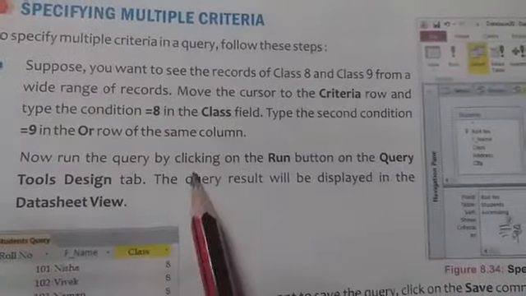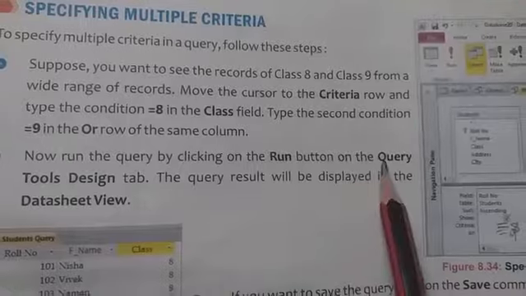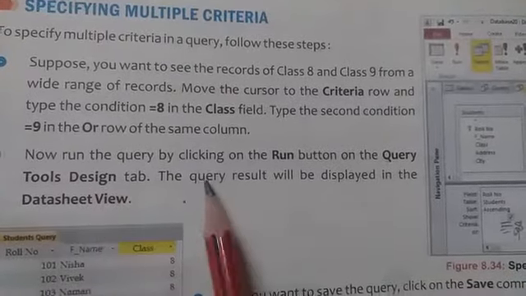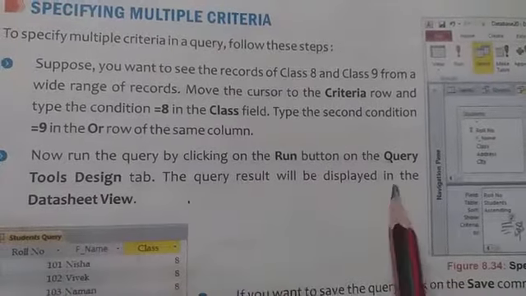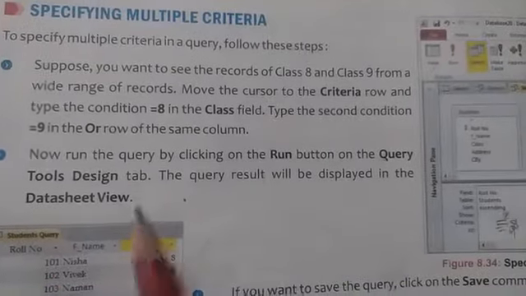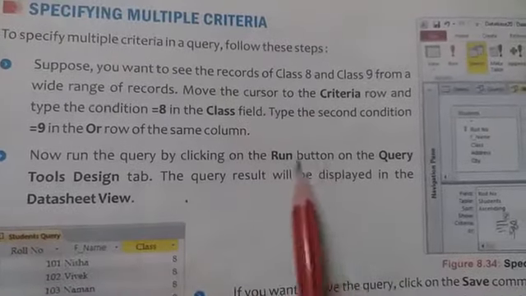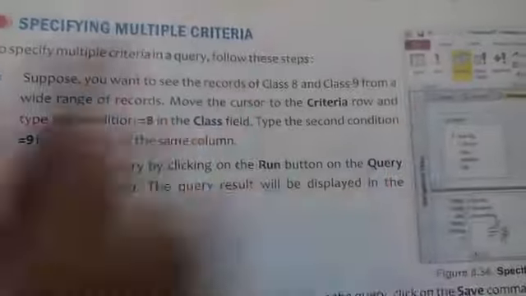So now run the query by clicking on the run button on the query tools, design tab. The query result will be displayed in the datasheet view. After that you have to click on the run button and it will run the information or field, and according to that you can search.